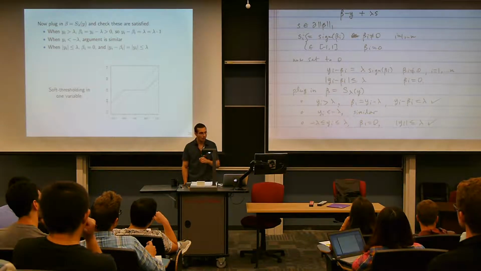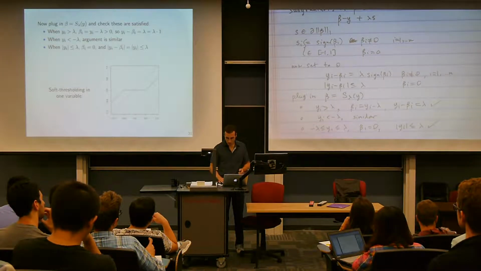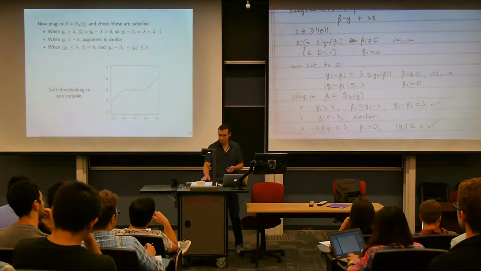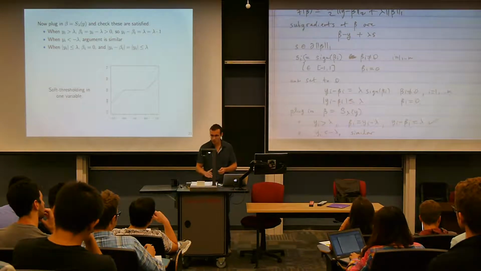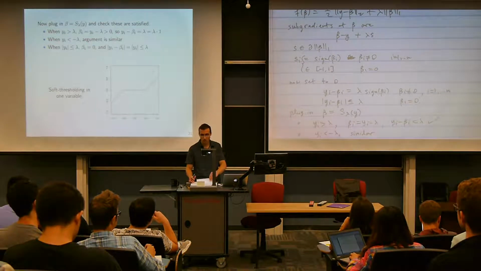OK, we're going to see this operator, the soft thresholding operator, popping up a lot because it's what we call the proximal operator of the L1 norm. And we're going to see that it's extremely useful, as are proximal operators in general, in 2 lectures from now when we talk about proximal gradient descent.